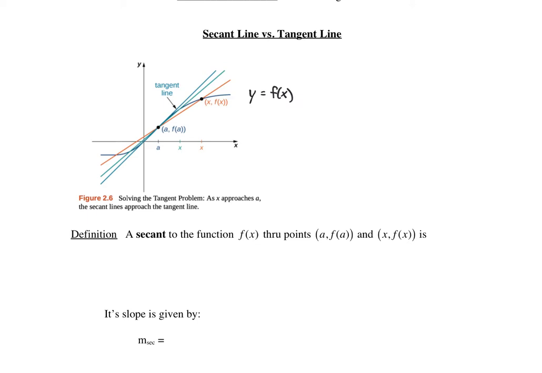The next thing I want to draw your attention to is we have 2 points. We have a, f of a right there. We have x, f of x right here. These are 2 points that live on this curve y is equal to f of x. A secant to the function f of x through these 2 points, a, f of a and x, f of x, is a line connecting the points.